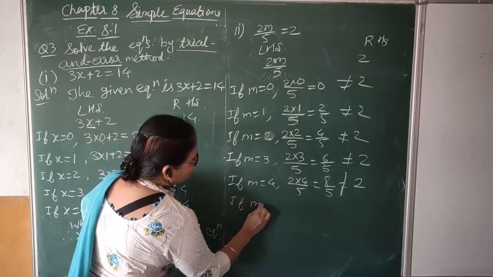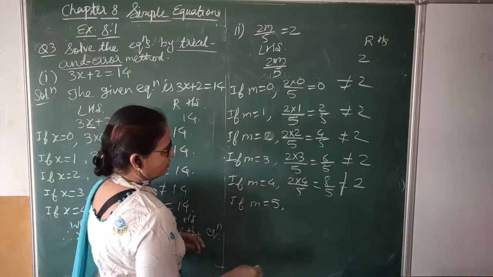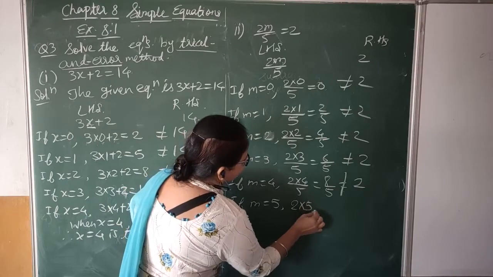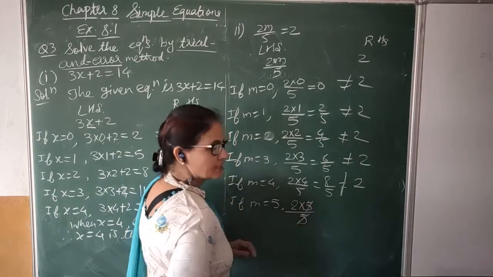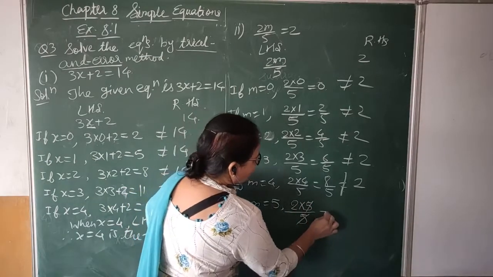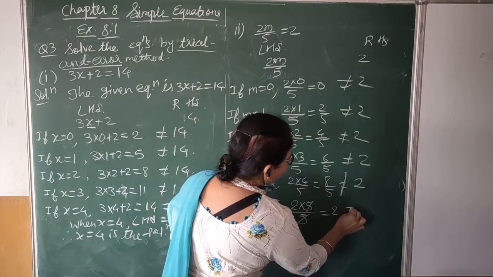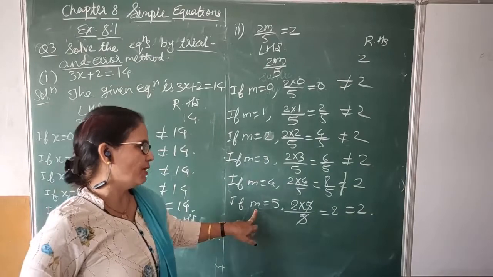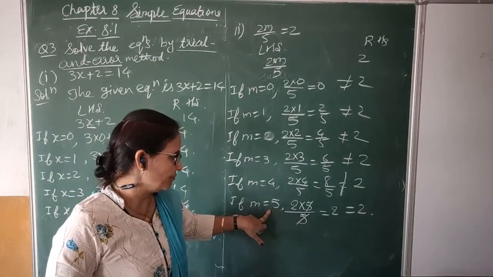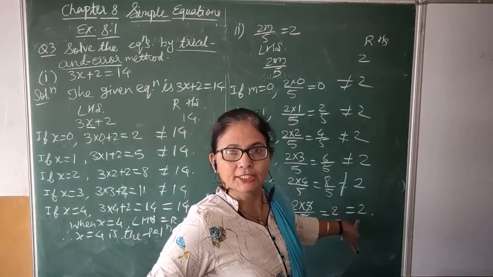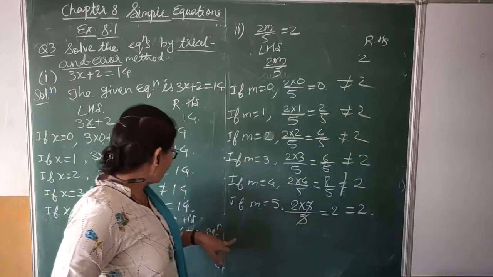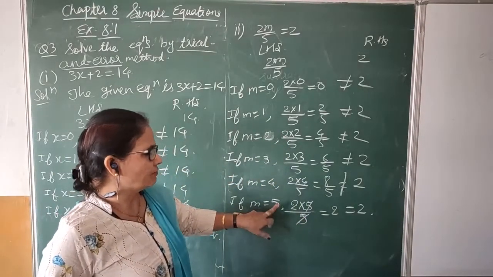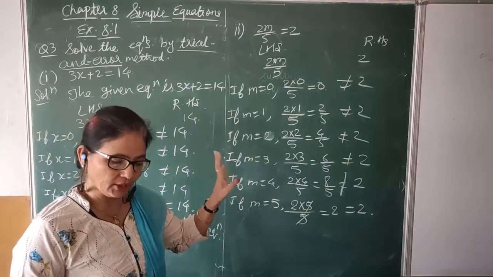Now let's try for this value. M is equal to 5. So 2 into 5 by 5. The 5 gets cancelled. You have to simplify, and here we are getting 2 is equal to 2. So by putting the value of m as 5, you are getting LHS and RHS equal. So at last we will write, hence m equals 5 is the solution of the given equation.